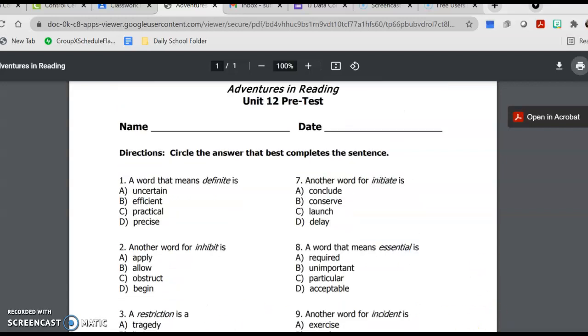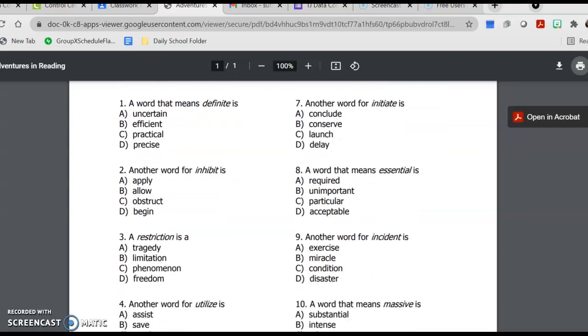This is the Unit 12 pretest. Number 1, a word that means definite is A, uncertain, B, efficient, C, practical, or D, precise.